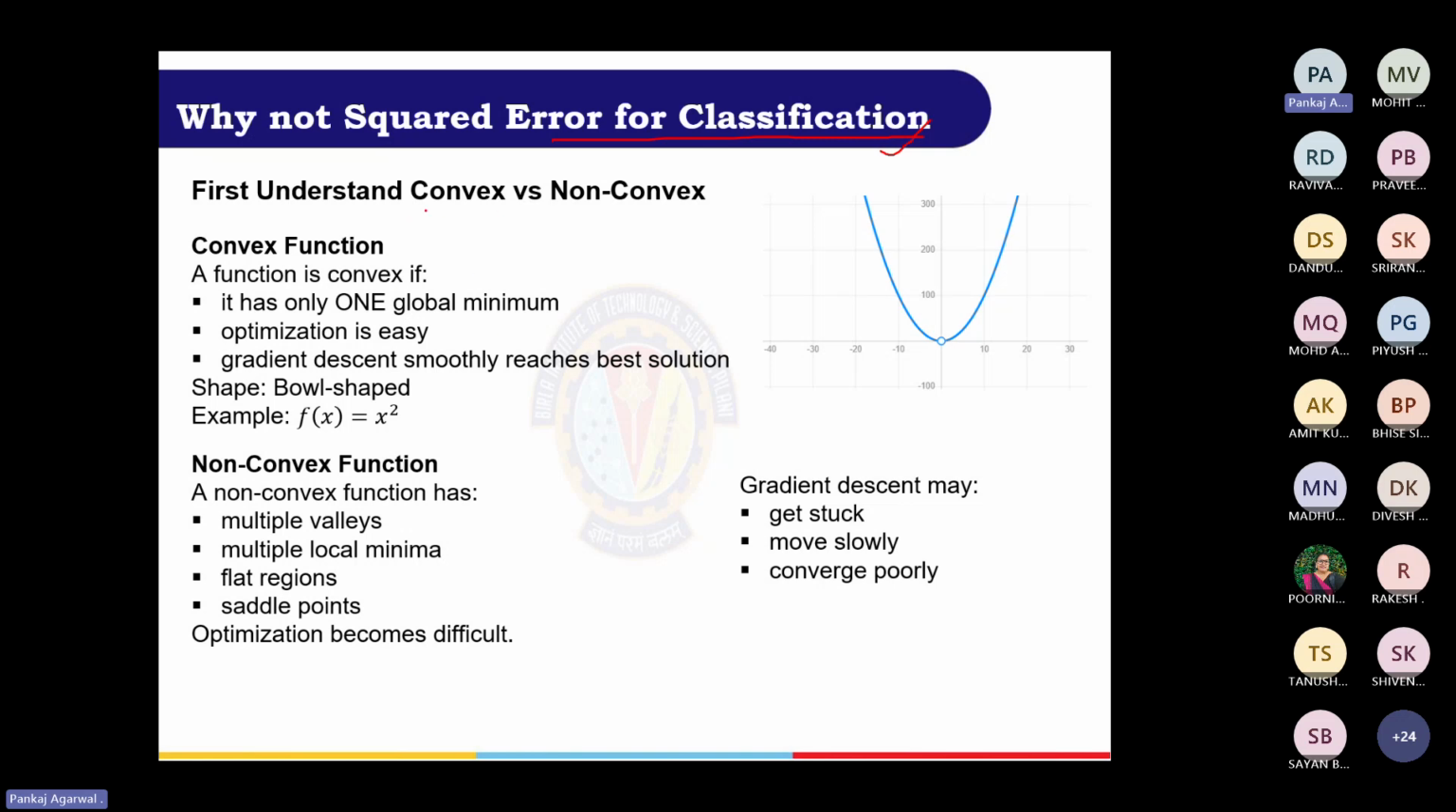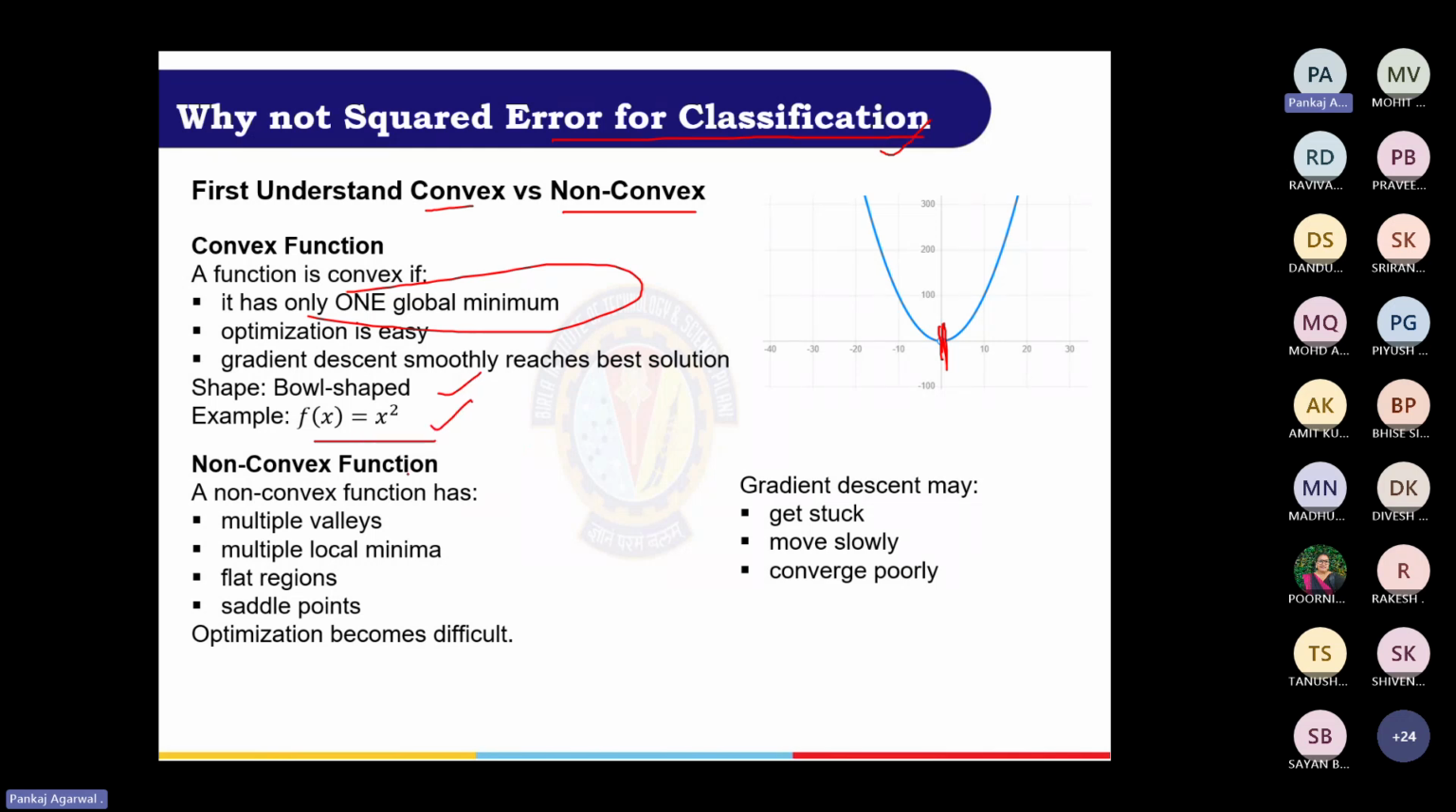First understand these two terms, convex and non-convex, which are also important. A convex function is a function which has only one global minimum, like over here, we have one global minimum. If you remember in MSE also, these things were pretty easy to handle. Gradient descent was smooth, because it needs to reach towards one minimum value, and this is called bowl-shaped. This could be one of the simple examples.